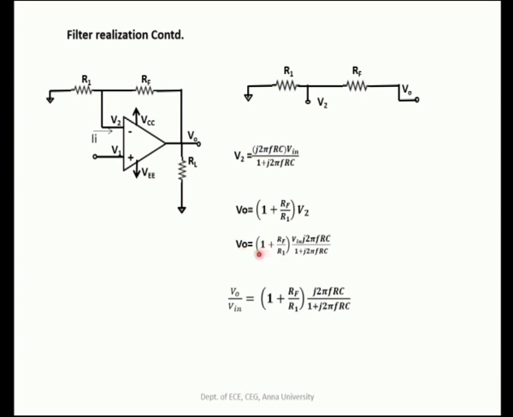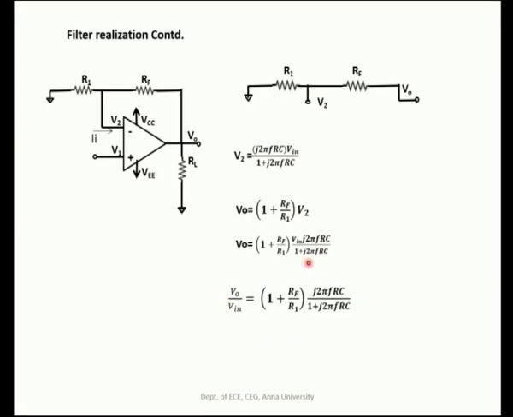With this, if you express V naught by V in, this is the form we have: 1 plus R f by R 1 times j into 2 pi f R c divided by 1 plus j 2 pi f R c. This is the gain of this active high pass filter as a function of frequency. So, this is the transfer function of the filter.